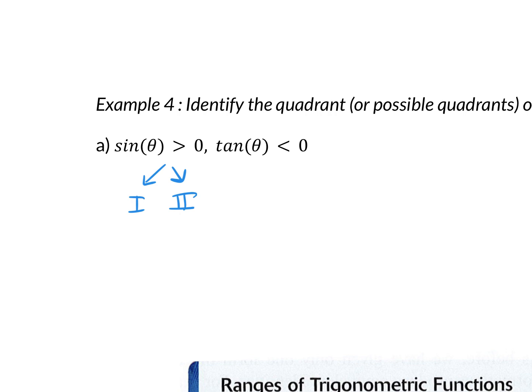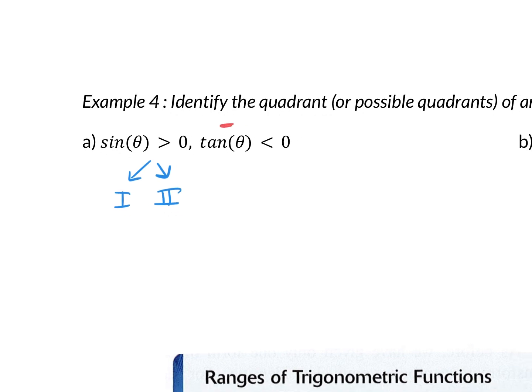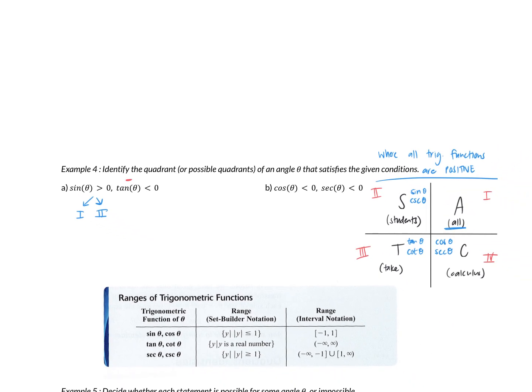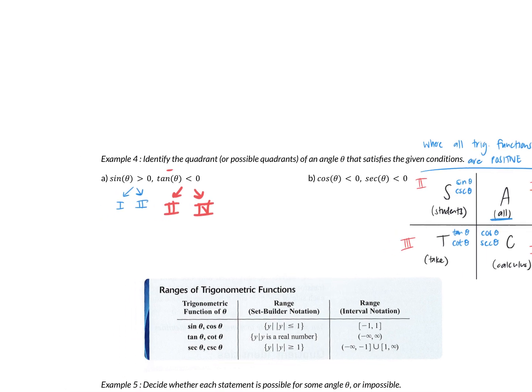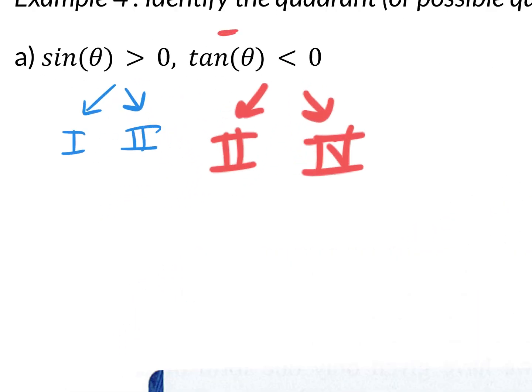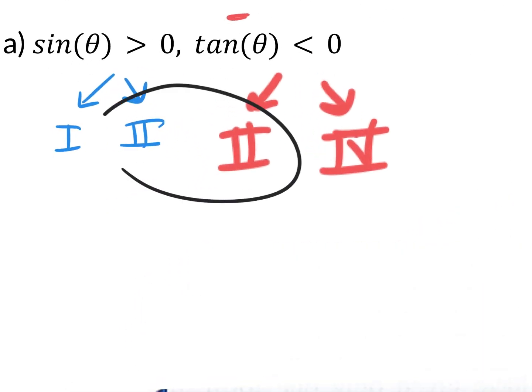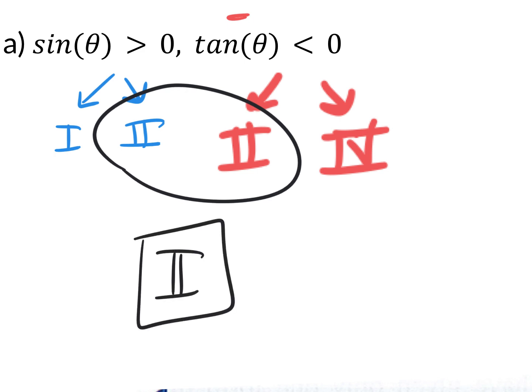Now the second one says tangent is less than 0. So we're looking at where tangent is negative. This graph shows us where it's positive. So it's positive in quadrant 3 and quadrant 1. So where is it going to be negative? 2 and 4. So that means I want one that's going to satisfy both of those. So my answer for this problem is going to be in quadrant 2, because it satisfies both conditions.